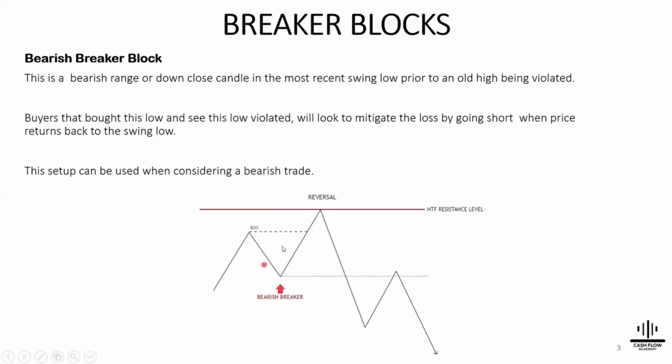Because why? Buyers who might have bought into this run here will seek to mitigate their losses, because if you buy here, we all know this is very simple. If you buy here, what happens? You want to put your stop loss here, or even here once you see price rallying. So if the market runs down and takes you out, you will want to enter again for a sell if price returns back to where you initially bought. So this here explains the whole concept of the bearish breaker block.